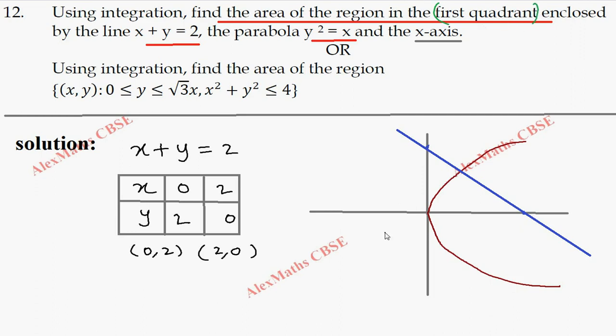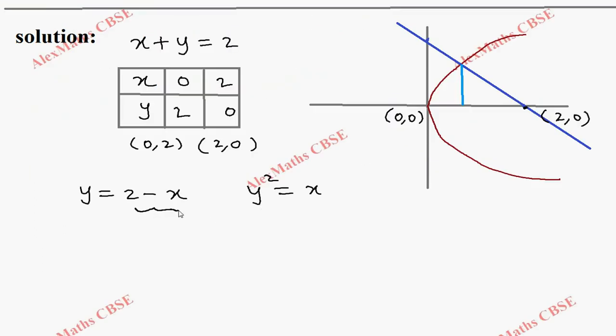Now we will plot these points here, that is the origin is 0 comma 0 and this point is 2 comma 0, and from the meeting point we have to drop a perpendicular. Since these two curves meet at this point, let's equate both the y. From the line, the value of y is 2 minus x. From the parabola, y square equal to x. Now in place of this y, we substitute 2 minus x. So 2 minus x whole square equal to x. Let's expand this: 4 minus 4x plus x square equal to x.